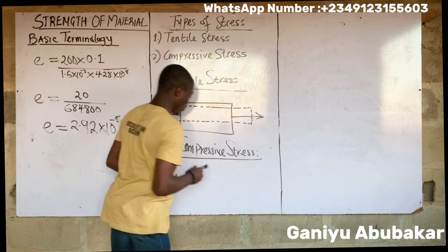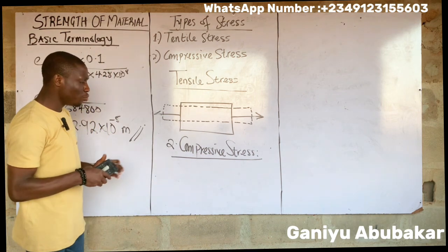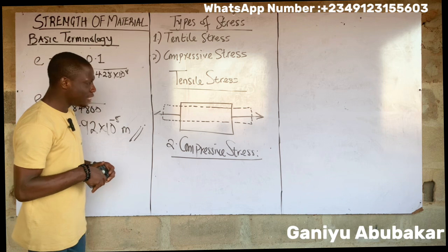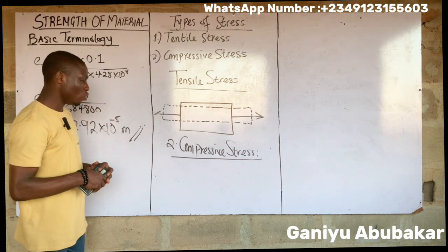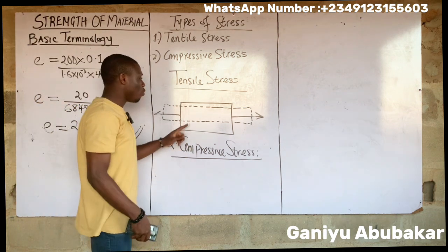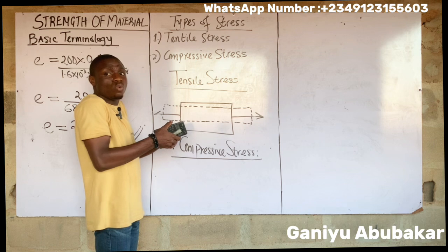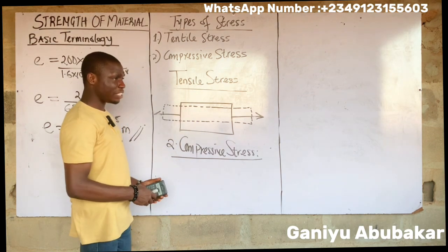Definition, please. Compressive stress is a type of stress that tends to reduce the physical dimension of a material. So for compressive, the task is that you are reducing it. For tensile, you are trying to increase the length. For compressive, decrease the length of that material.